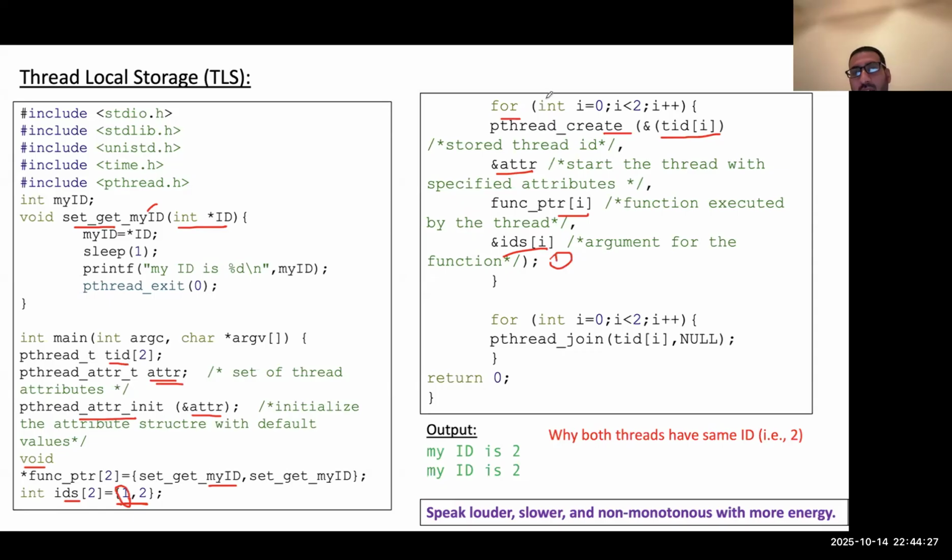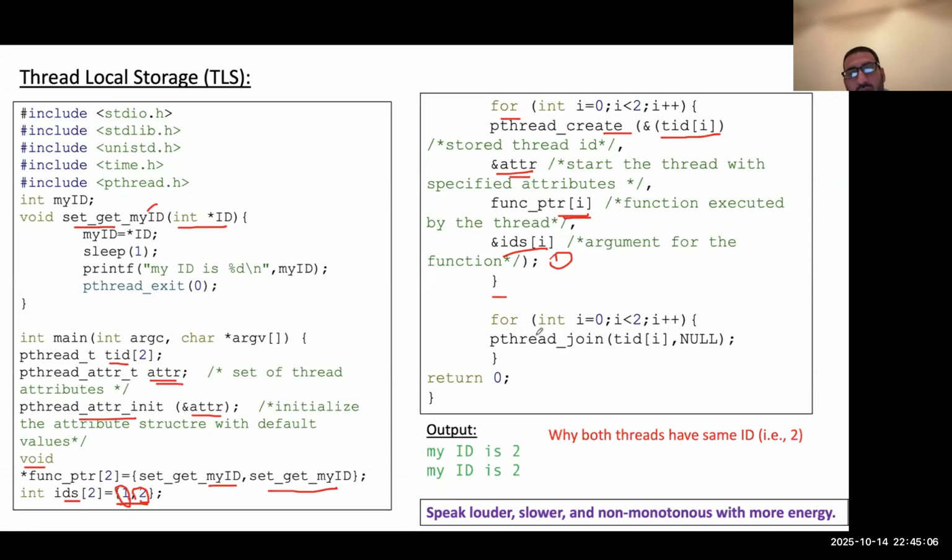Now when the loop iterates a second time, we create another thread, and its ID will also be stored in this tid array, but in the second element. The same attribute variable is used to initialize the attributes of the thread. And then we are passing the second element in the function pointer array, which is actually the name of the same function. So the second thread will also be executing the same function, but the parameter passed will be the second element of the IDs array, which is 2, right? And that's it.